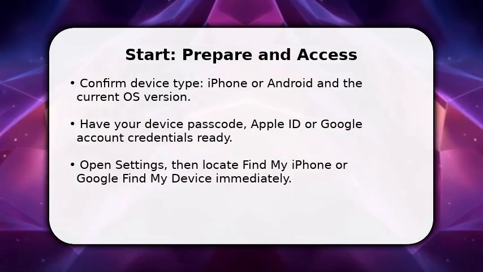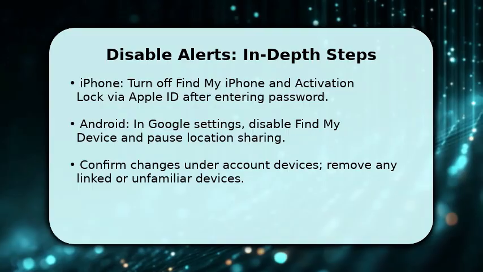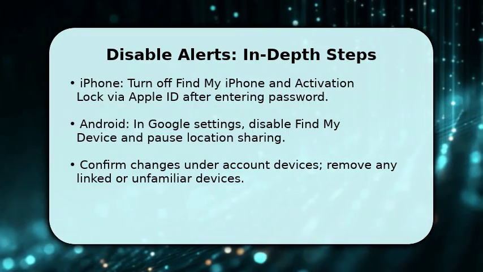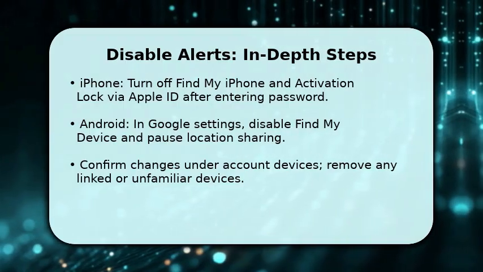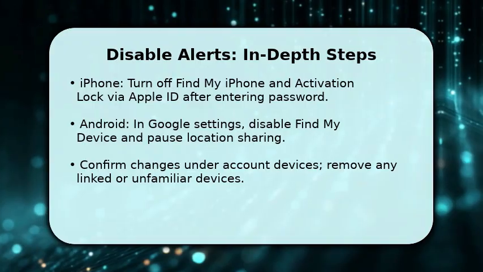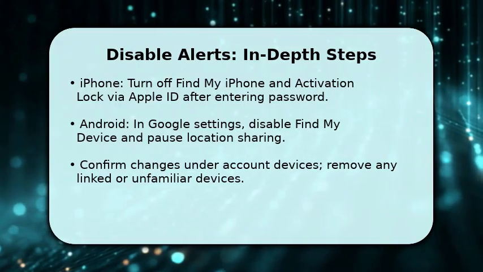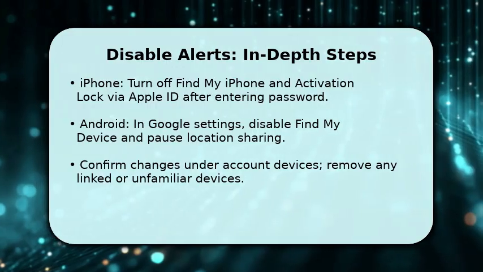On iPhone, tap Find My iPhone and toggle it off. Enter your Apple ID password to remove activation lock. This stops remote alerts and location pings. On Android, open Google Security, Find My Device and toggle off, then pause or turn off location sharing.